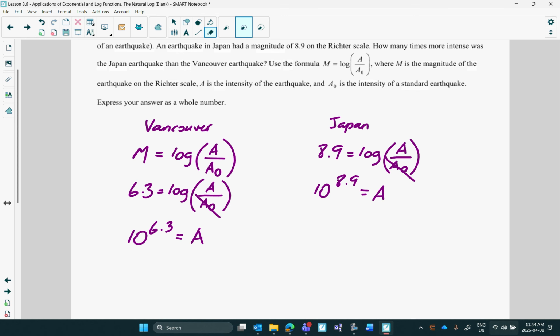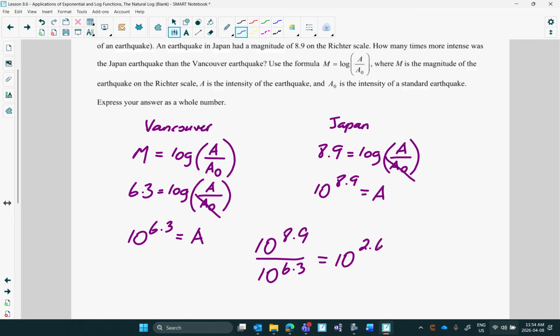And all I want to figure out is how many times bigger this is than this. So once again, if I want to find out how many times bigger something is than something else, I take that first one and divide by the second one. And I get 10 to the 2.6 using my division exponent law again. That's it. So like I said, this becomes irrelevant only if I'm comparing the two. If I actually wanted to find the actual intensity, I would need to know A naught.